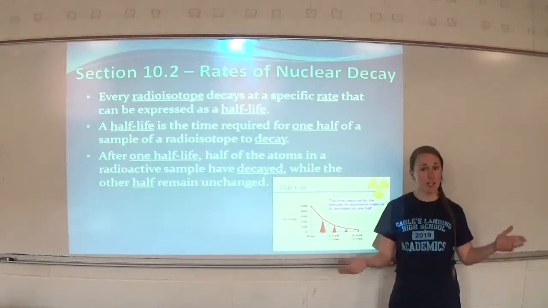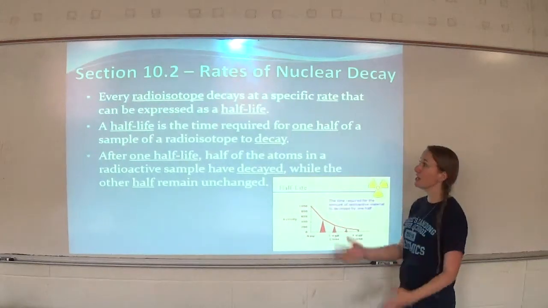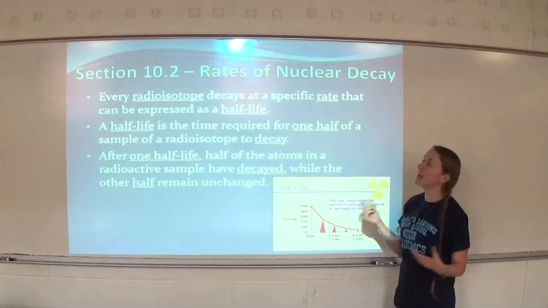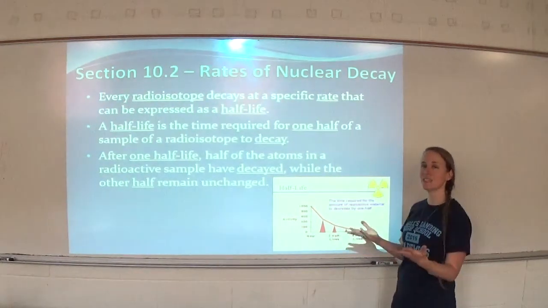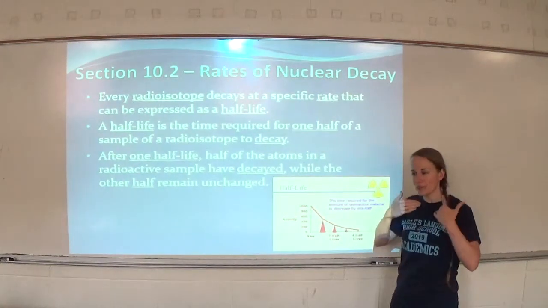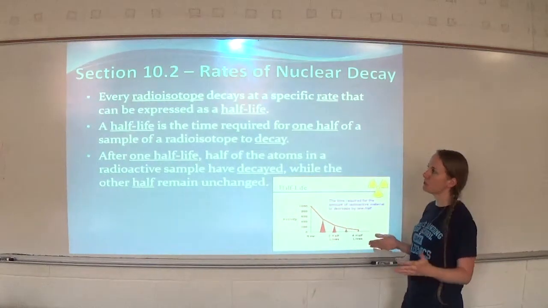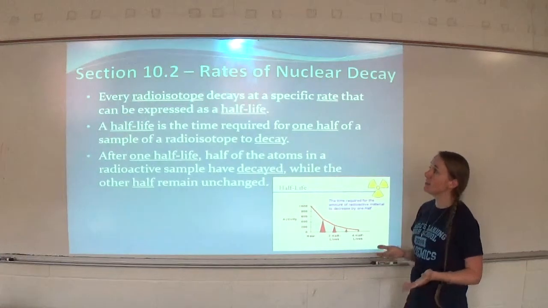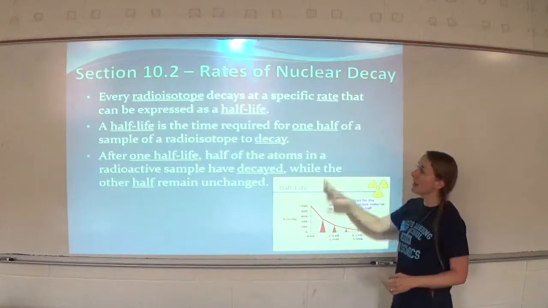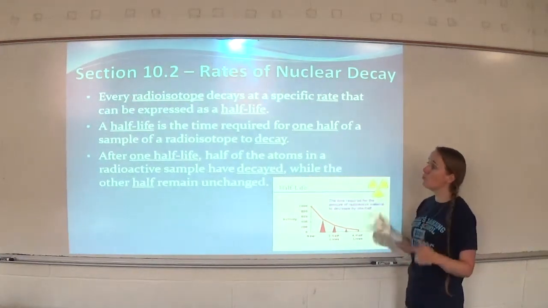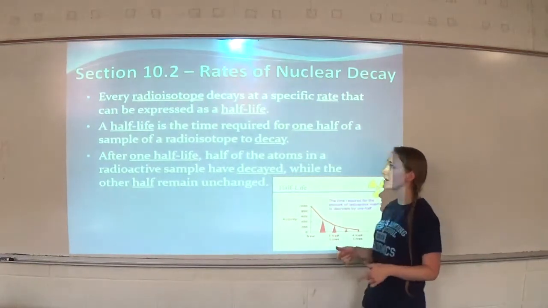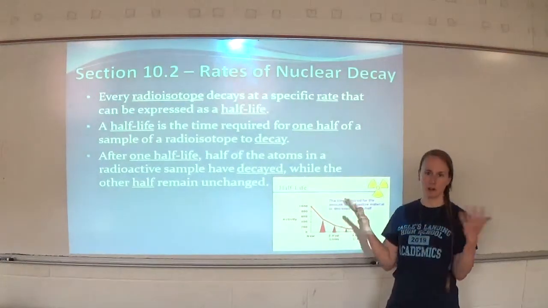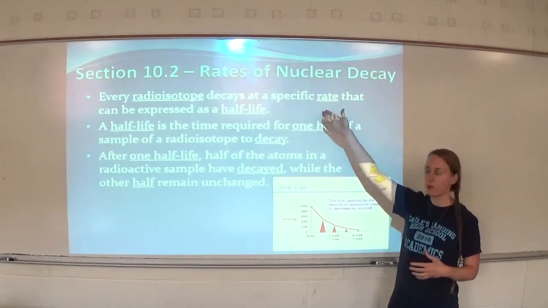So we're going to continue talking about nuclear chemistry. We talked about alpha, beta, gamma in the previous video, so now we're going to talk about the rate of nuclear decay. So how fast is that nucleus either releasing energy or releasing charged particles? Every radioisotope decays at a specific rate that can be expressed as a half-life. A half-life is the time required for 1/2 of a sample of a radioisotope to decay. When we say decay, we mean release the charged particles and energy that we talked about in section 10.1.